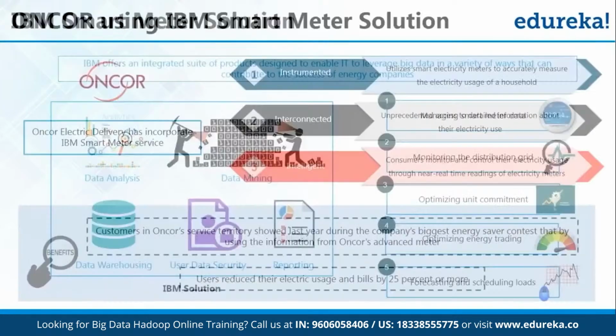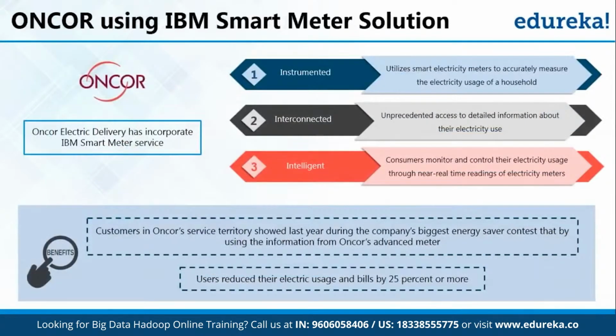Continuing from this, now let's talk about how ONCOR has made use of the IBM solution. ONCOR is an electric delivery company, and it is the largest electrical distribution and transmission company in Texas. It is one of the 6 largest in the United States. They have more than 3 million customers, and their service area covers almost 117,000 square miles.